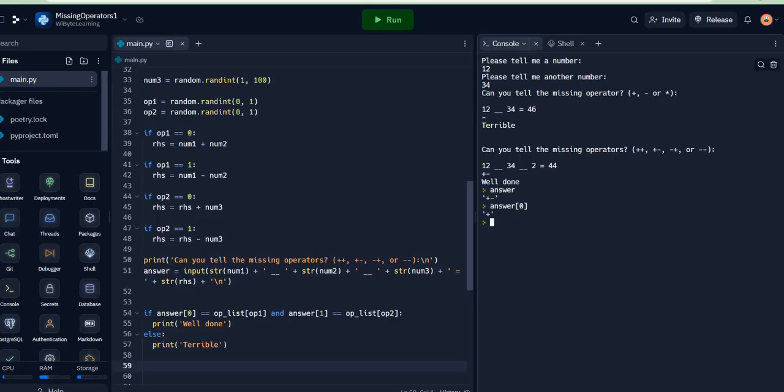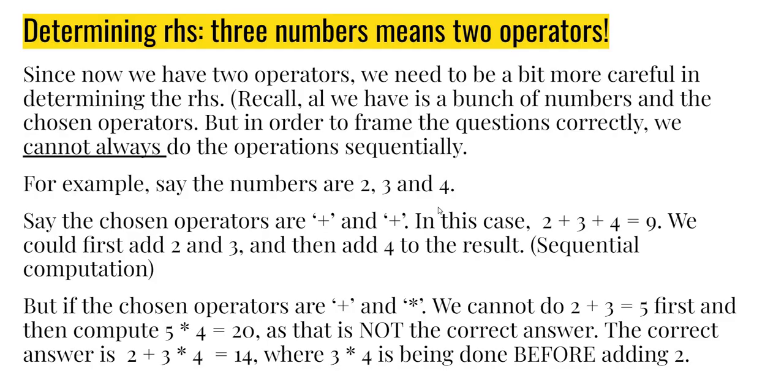Let me just show you what I mean. So first we compute num1 plus num2 or num1 minus num2. And then I take this result, the partial result, and add or subtract num3 depending on OP2. However, this sequential computation will break apart if, let's say, the chosen operators are plus and multiply, because now I cannot do 2 plus 3 equals 5 first and then compute 5 times 4, because the correct answer for 2 plus 3 times 4 is in fact 14, where 3 times 4 is being done before adding 2.